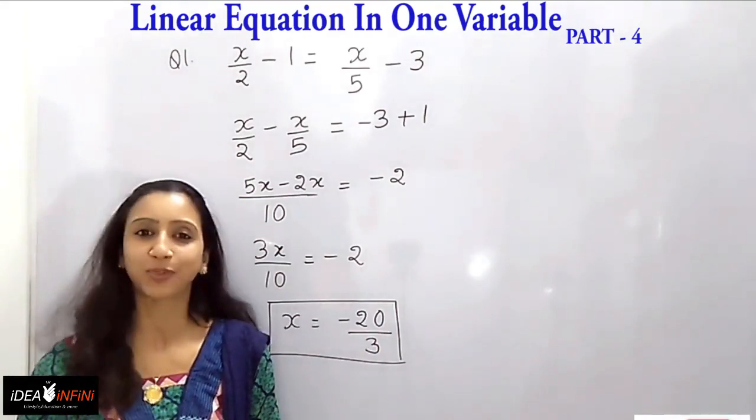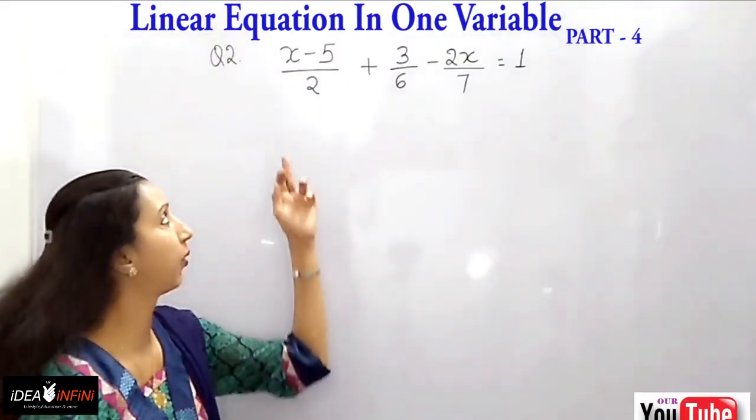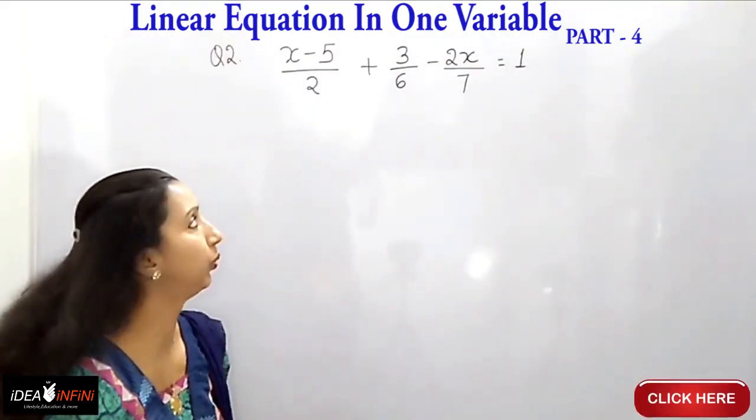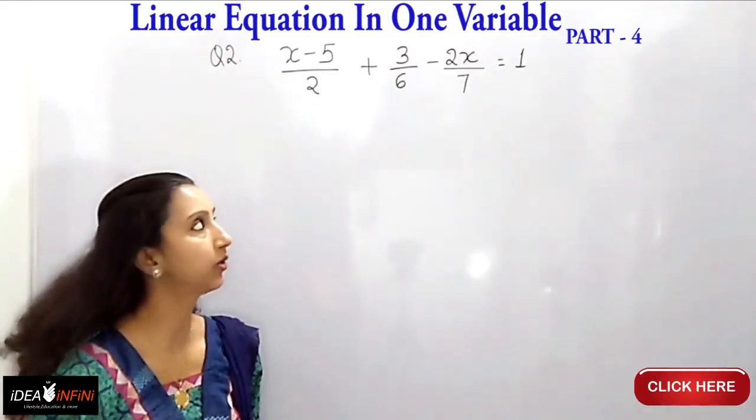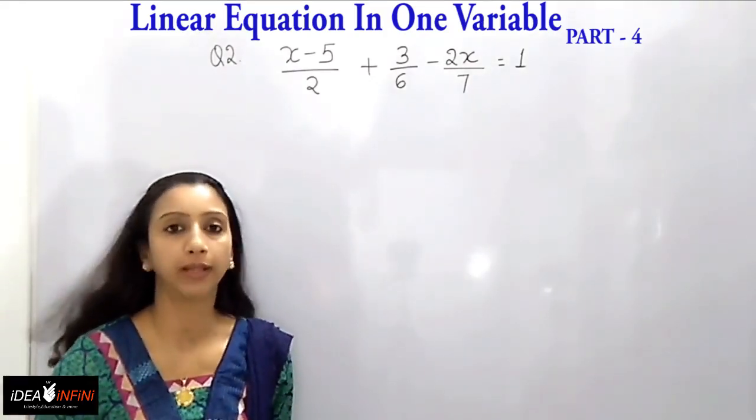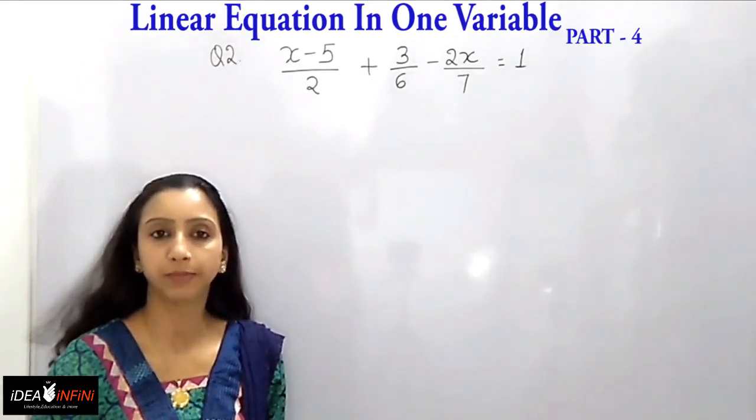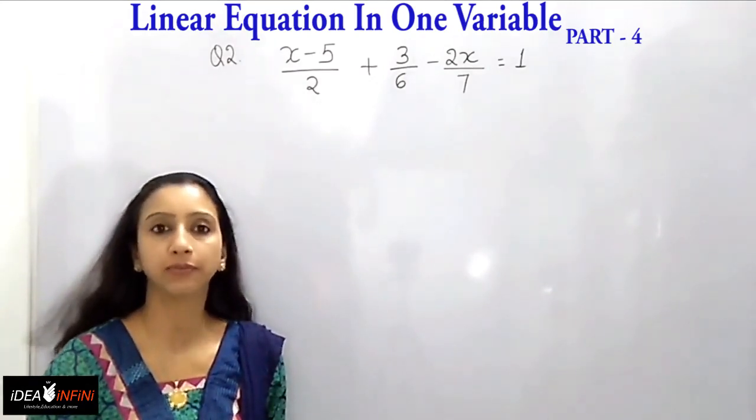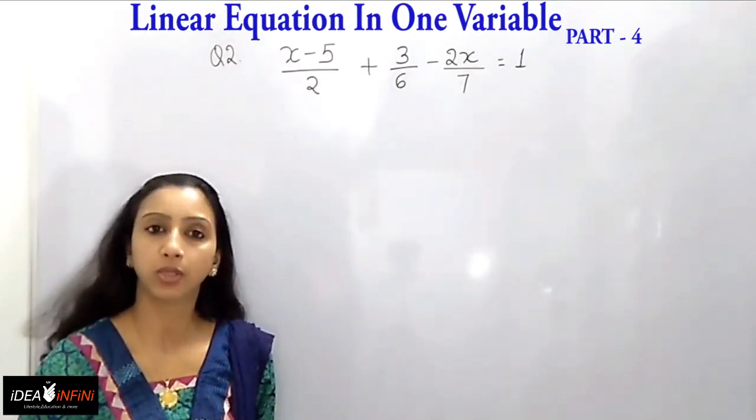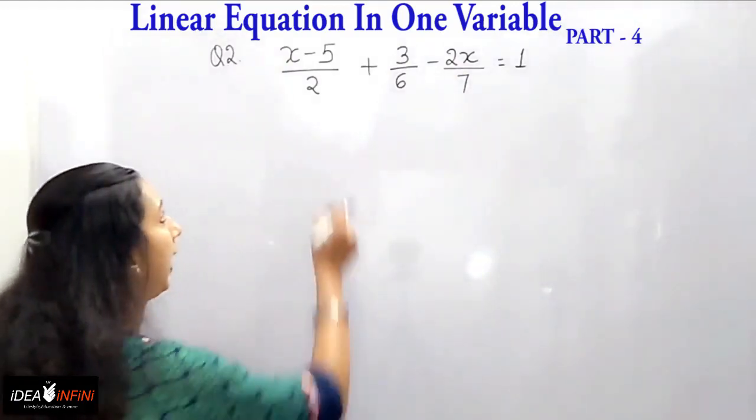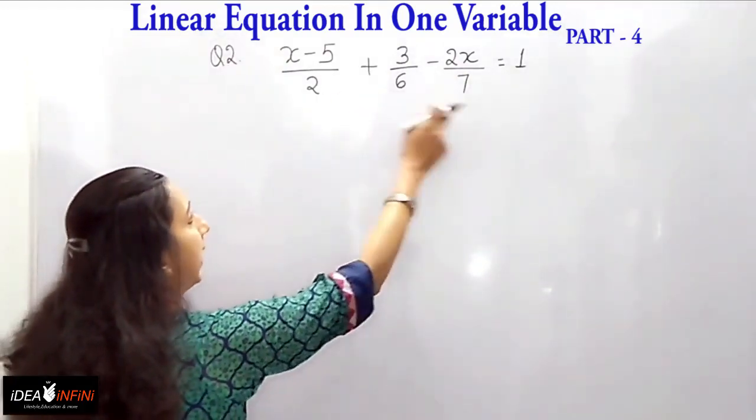Let's see the next problem. Here I have x - 5/2 + 3/6 - 2x/7 = 1. I once again do the same thing. I keep the variables on one side of the equal to sign and the constants on the other side. So I am clubbing up these two, this and this.